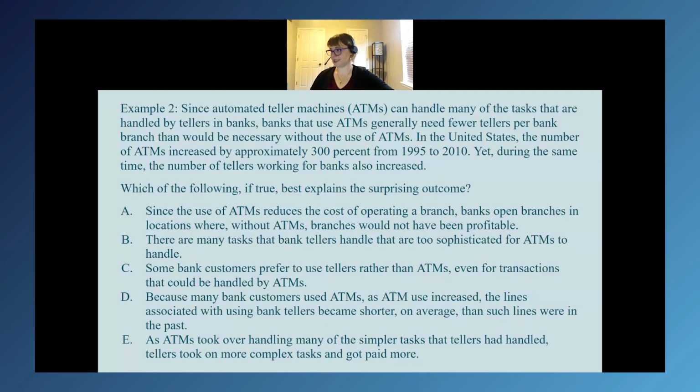Since automated teller machines, ATMs, can handle many of the tasks that are handled by tellers in banks, banks that use ATMs generally need fewer tellers per bank branch than would be necessary without the use of ATMs. In the United States, the number of ATMs increased by approximately 300% from 1995 to 2010. Yet, during the same time, the number of tellers working for banks also increased. What a surprising outcome.